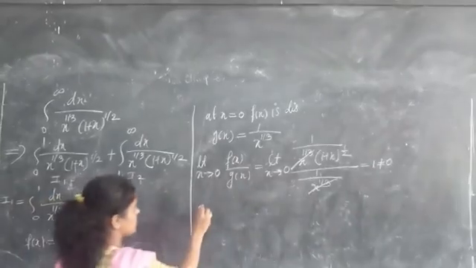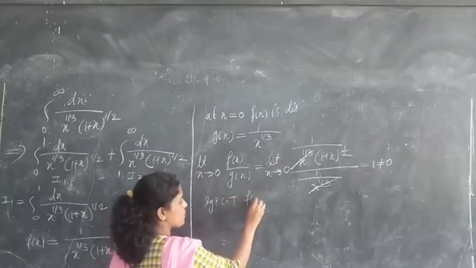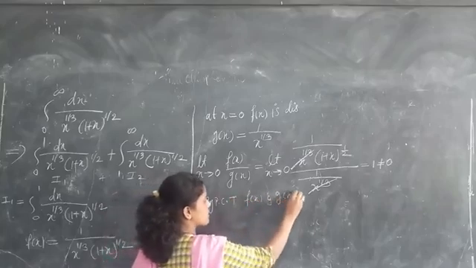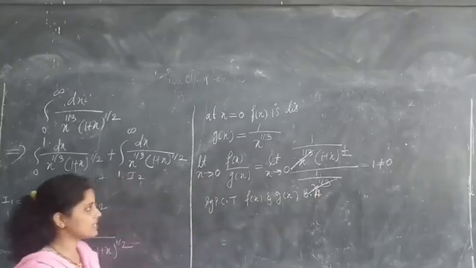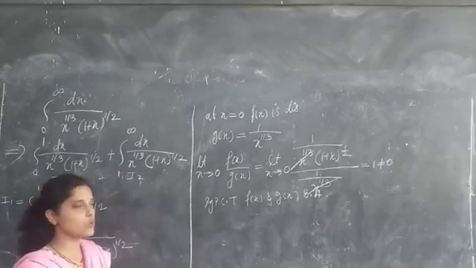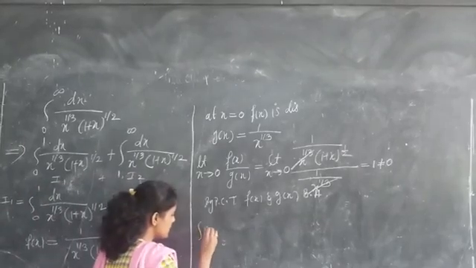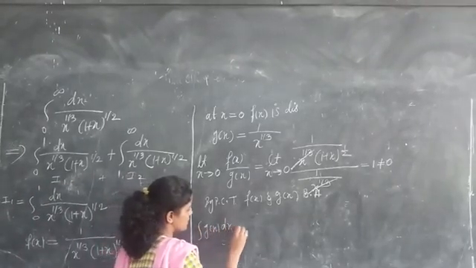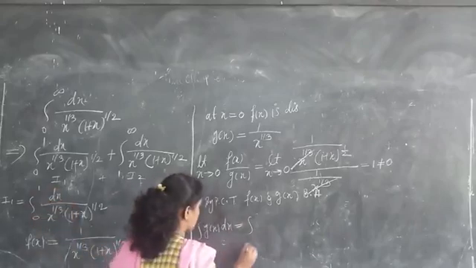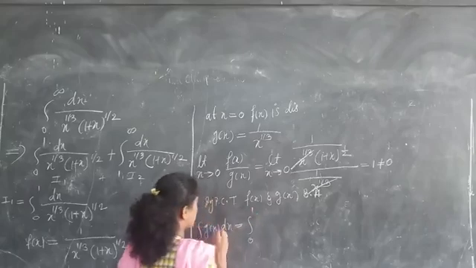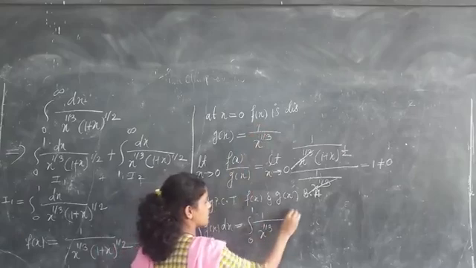Therefore, by the limit comparison test, f of x and g of x behave alike. Next, we have to find whether the integral of g of x is convergent or divergent by using the p test. That is the integration of g of x dx, with limits 0 to 1, where g of x is 1 divided by x to the power 1/3 dx.